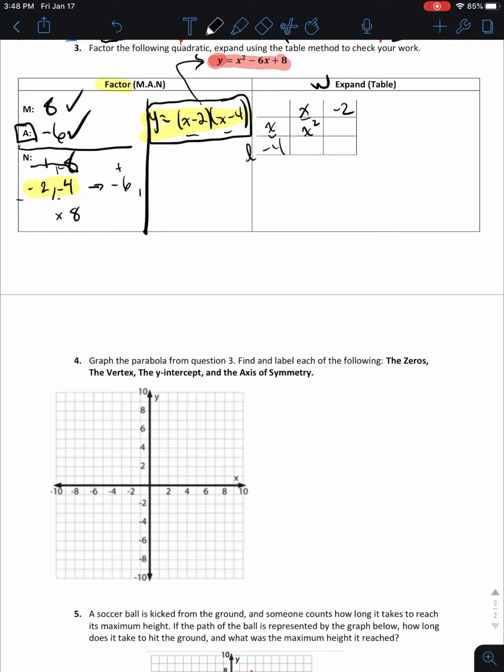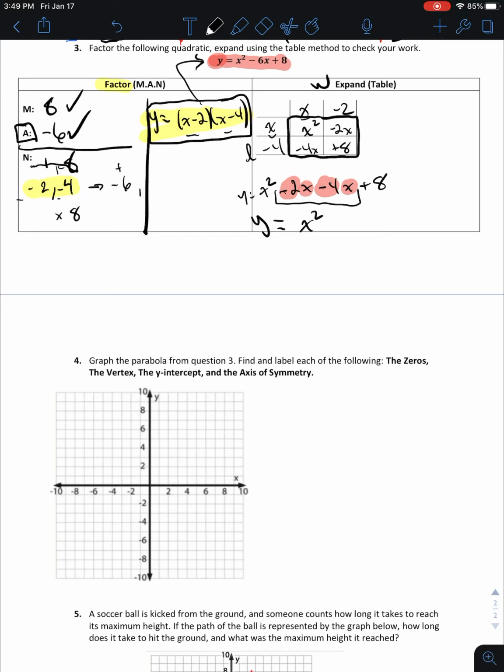So x times x is x squared. X times negative 2 is negative 2x. Negative 4 times x is negative 4x. Negative 4 times negative 2 is positive 8. Then I get to take the area, everything on the inside, and write it in one line. So I'm going to write x squared minus 2x minus 4x plus 8. That's y equals. And then I see that I have some like terms in the middle. I see the x and the x, negative 2 of them here and negative 4 of them there. So I get to condense this down.